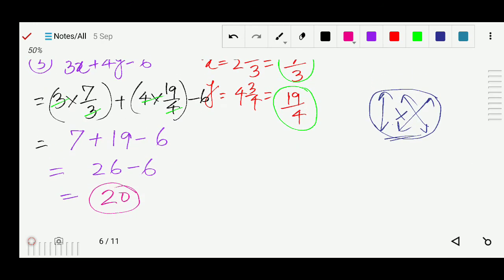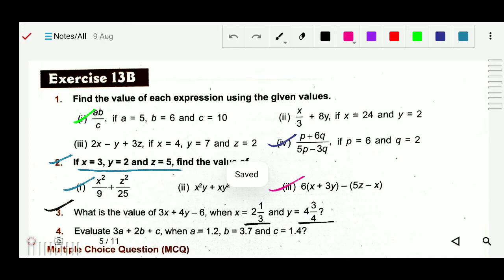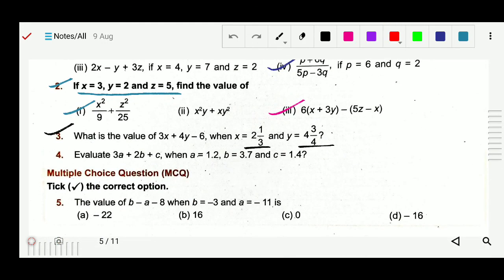Understood how we have solved this mixed fraction? We change to improper, then after we put these values in this equation. Okay, now question number 4. This question number 4 you can do by yourself. The value of A is already given 1.2, B's value is 3.7, and C's value is 1.4. So all these values you can put here. 3 into A means 3 into 1.2, 2 into B means plus 2 into 3.7, plus what is the value of C? 1.4. So you can do it by yourself. You only have to put the values of A, B and C.